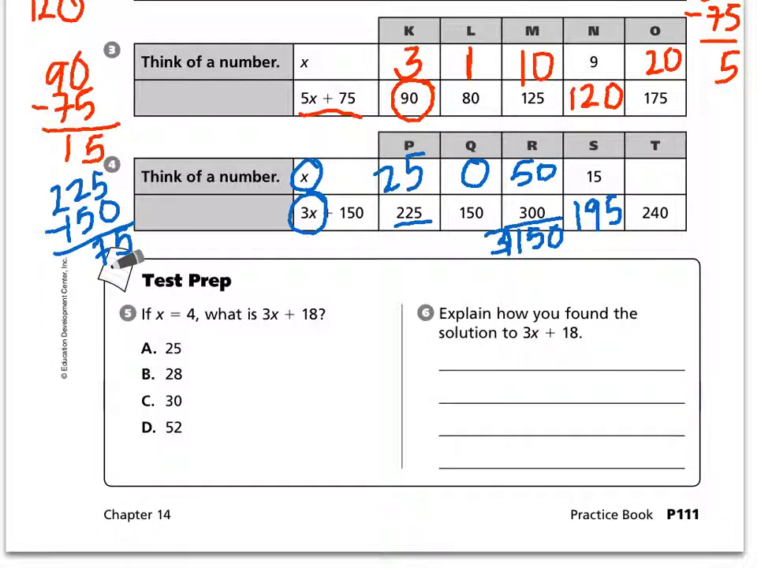And for the last one, T, you have 240 minus 150, which is going to equal 90. Then you take 90 and divide it by 3 since you have that 3x, and that's going to equal 30. Remember to check your work, so you would have 30 times 3, which is 90. 90 plus 150 equals 240.